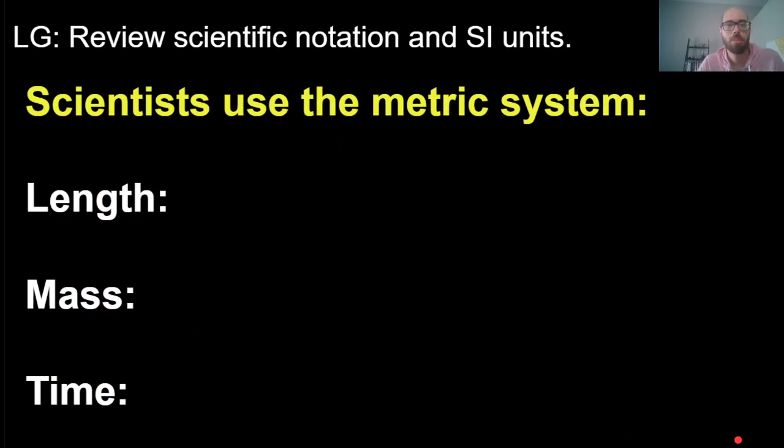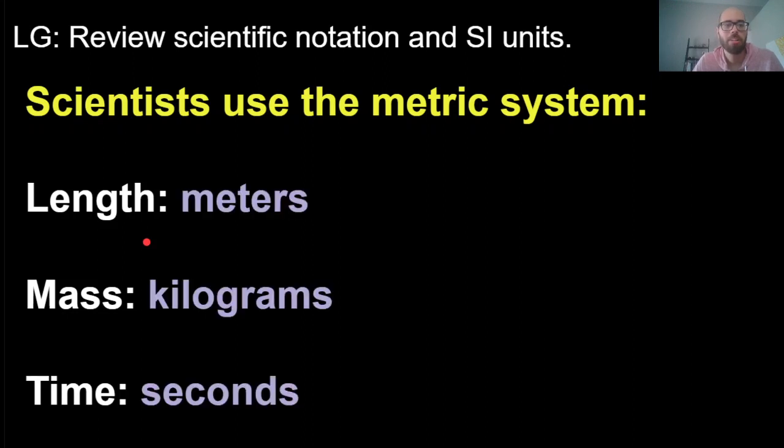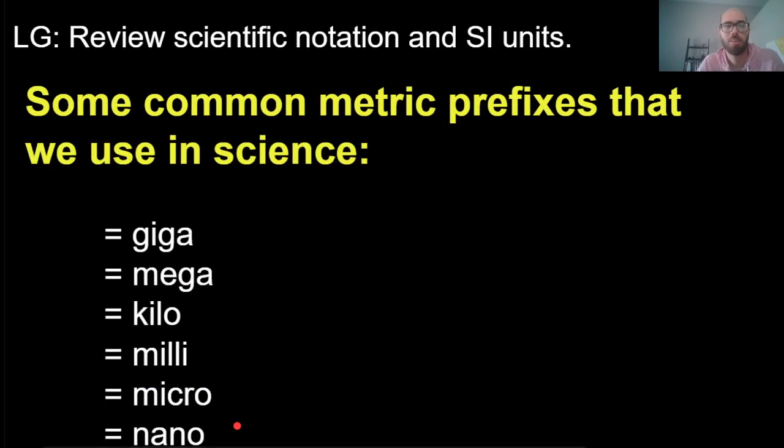Okay, let's go on to the metric system, so SI units. Let's talk about the base units. The base units of length in science, we use meters. For mass, we use kilograms. For time, we use seconds. And then there's also prefixes that we put in front of these things. Commonly we use these ones. There's additional ones, but these are the most common ones that we'll be dealing with in this class.